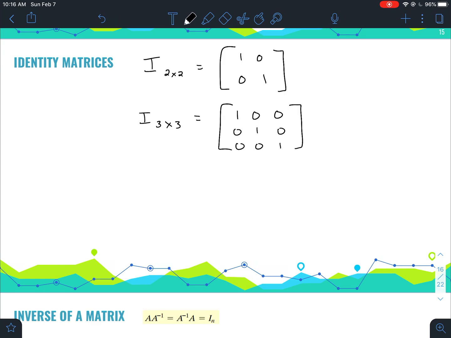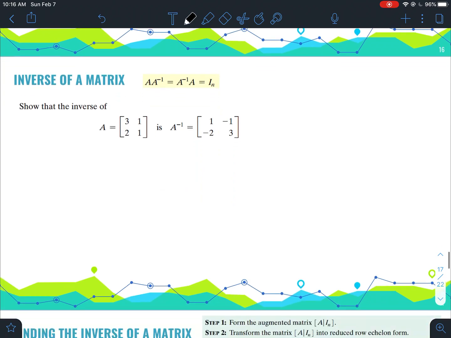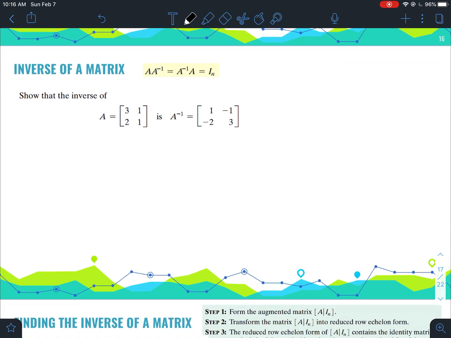So it's a square matrix. It has the same number of rows as columns. You have 1s down the diagonal and 0s everywhere else. So to find the inverse of a matrix, it has to deal with the identity. Because remember, inverses undo each other. So a matrix and another matrix are inverses of each other if their products going both directions are the identity matrix. So let's take A times the inverse of matrix A.